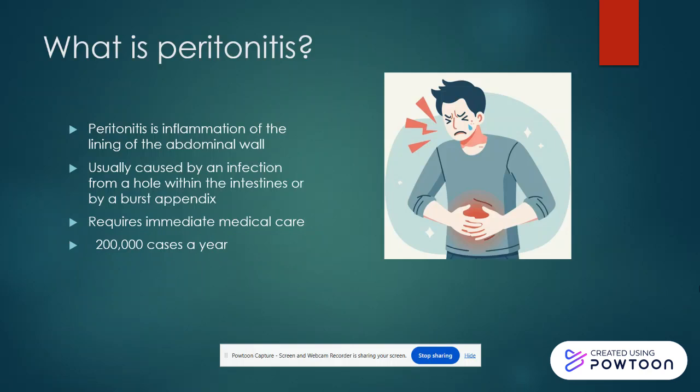So, what is peritonitis? Peritonitis is essentially the redness and swelling of the inner lining of the belly, or the peritoneum, as it's known. The most common causes of peritonitis are an infection from a hole within the intestines or a burst appendix. This requires immediate medical care because the infection can spread into your bloodstream and cause sepsis, which is very dangerous. It's quite common. There's upwards of 200,000 cases a year within the US.